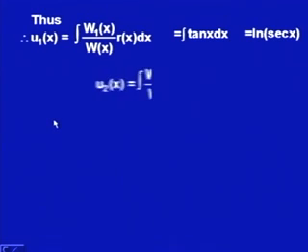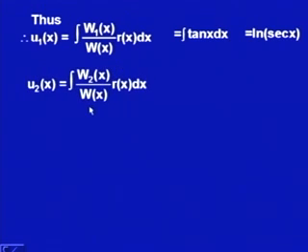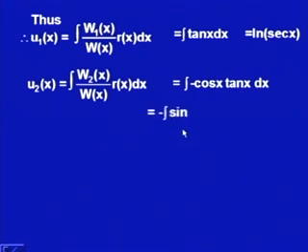Then u2x is integral of W2x upon Wx Rx dx. W2x we have got minus cosine x, Wx is 1, Rx is tan x. So, I would get minus cosine x into tan x dx. Minus cosine x tan x gives me minus sin x. Minus sin x dx, its integral is cosine x. So, we have got u1 as log sec x, u2 as cosine x.